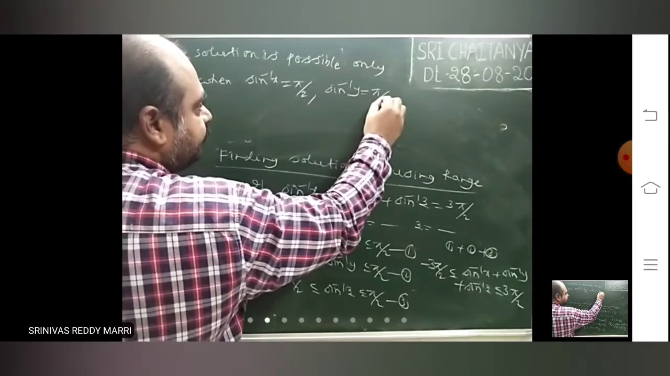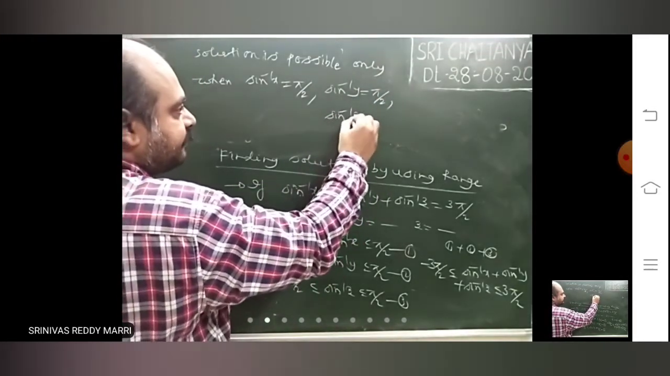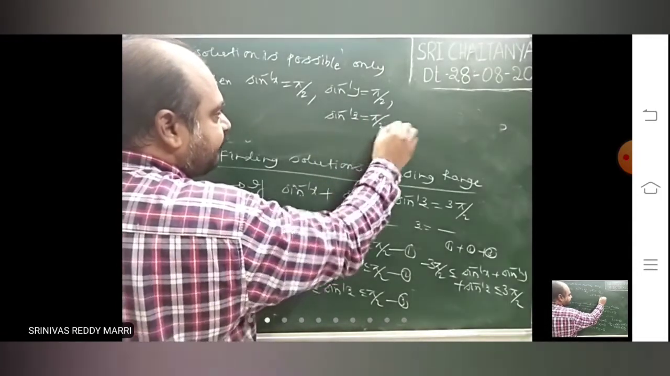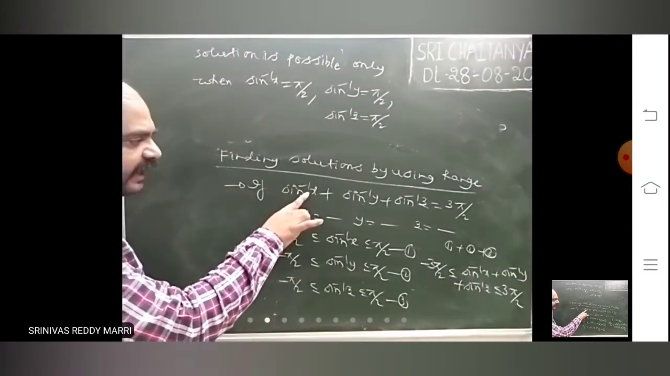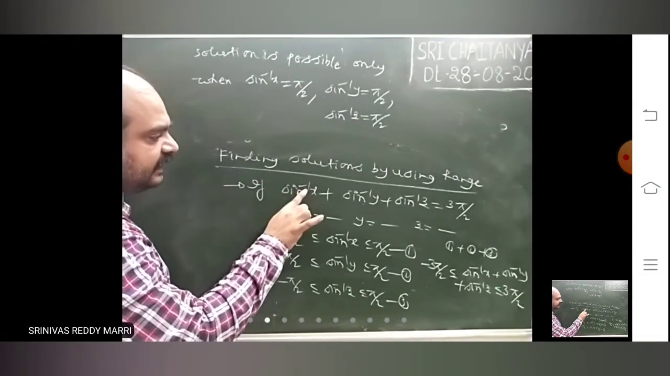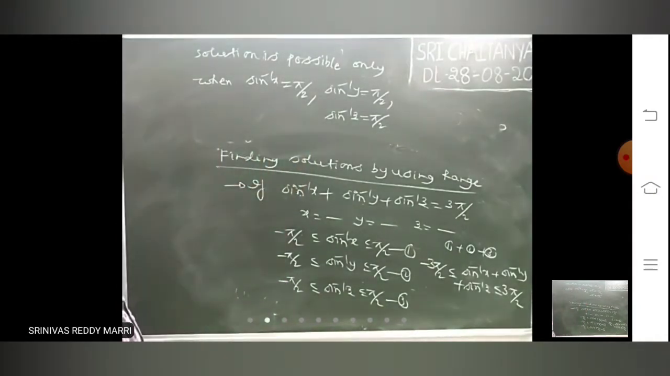Sine inverse y equal to pi by 2. No option. All the three must be pi by 2. Then only it is possible. Right? There won't be any values other than these three, which if you substitute, you will get 3 pi by 2, because the maximum value is what? 3 pi by 2 only.